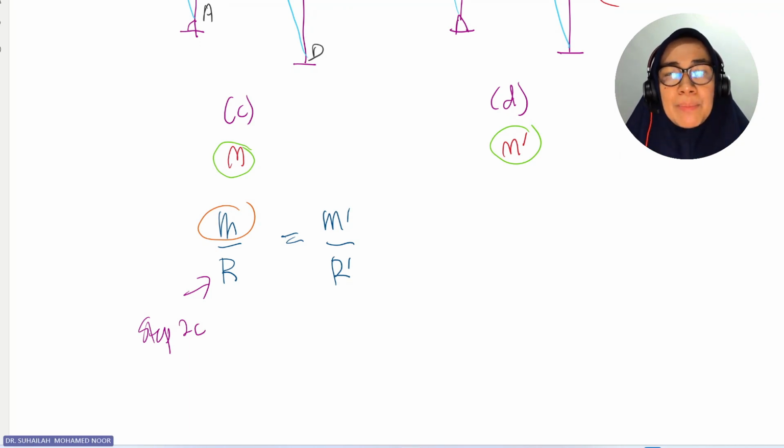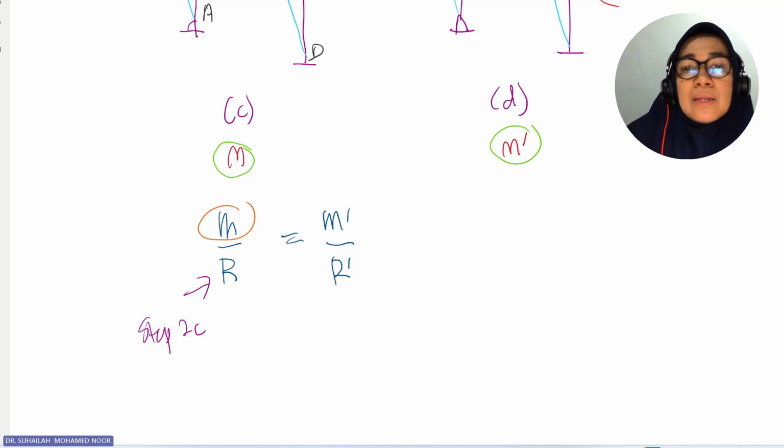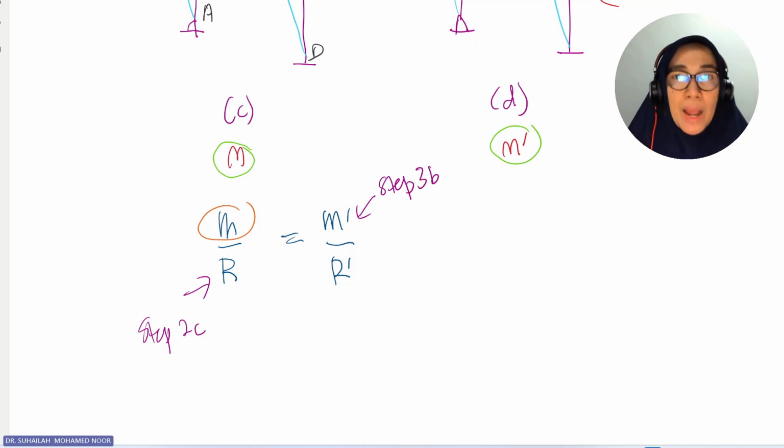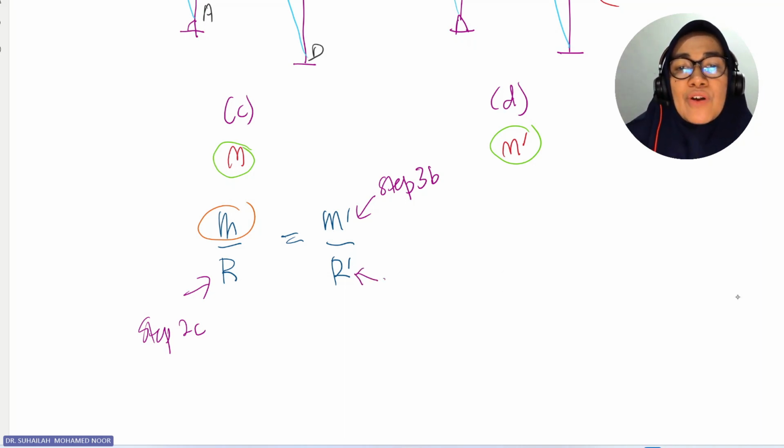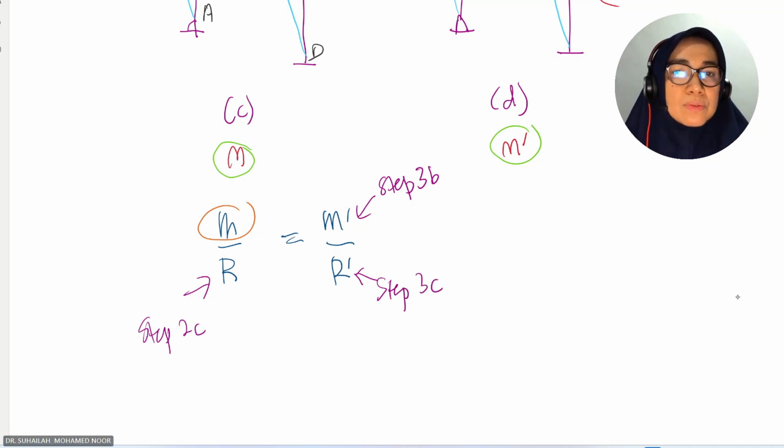And M prime is the end moment from table 2. Table 2 is step 3B. This one we get from step 3B, M prime. And R prime, the calculation of R prime and R is actually the same procedure after getting the end moment from the table. So R prime we get from step 3C.